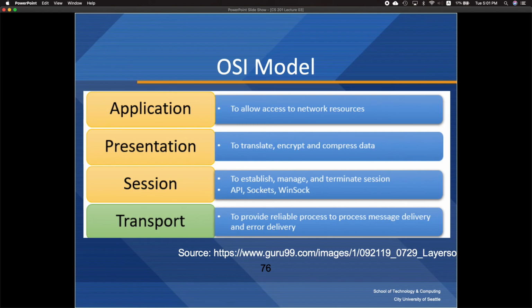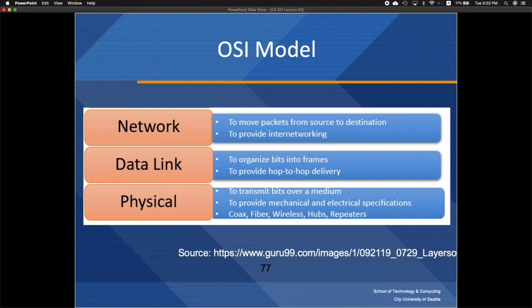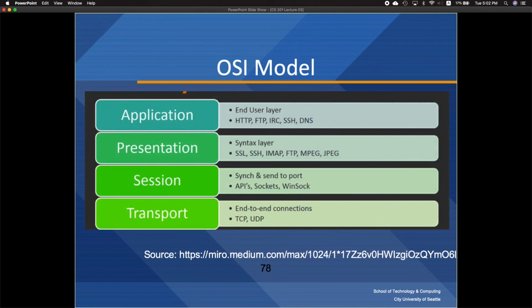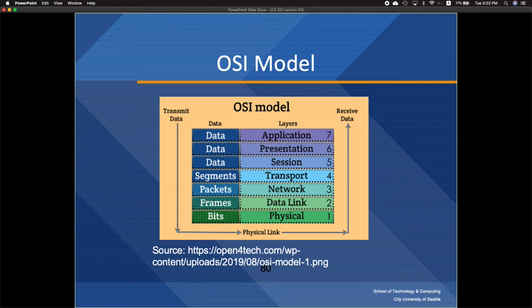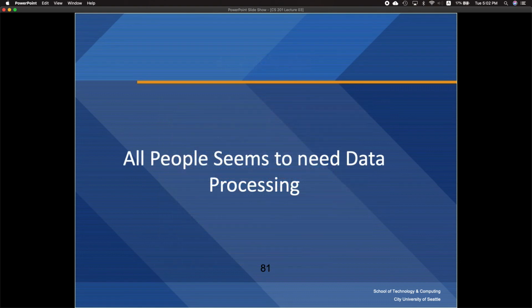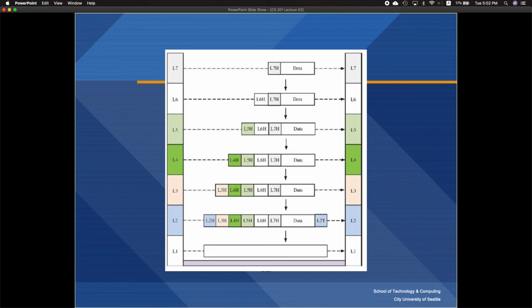Okay, just a recap. Here are more examples of protocols. If you haven't heard of IMAP, that's a presentation layer protocol. For the physical layer, examples are fiber and coaxial cables. Another way to categorize them is data, data, data. And then once it reaches transport, it becomes a segment, network becomes a packet, then frames, and then bits. And this is another graph to show that.